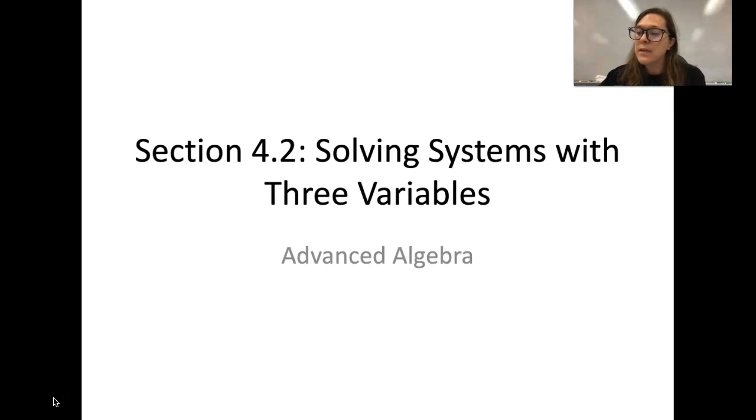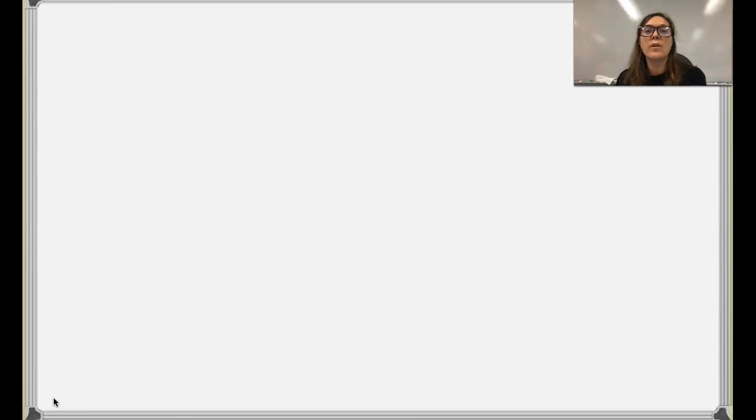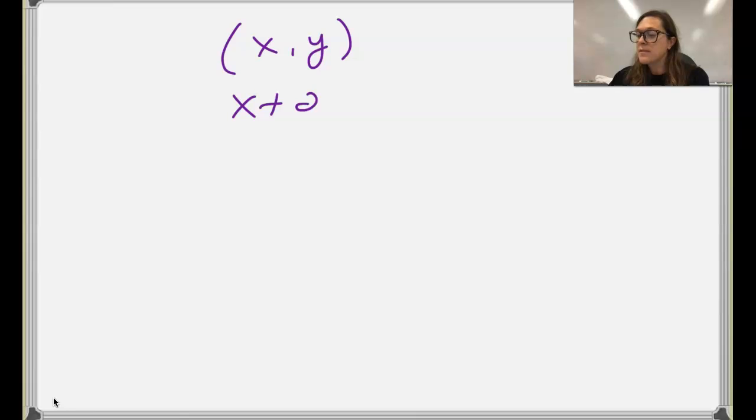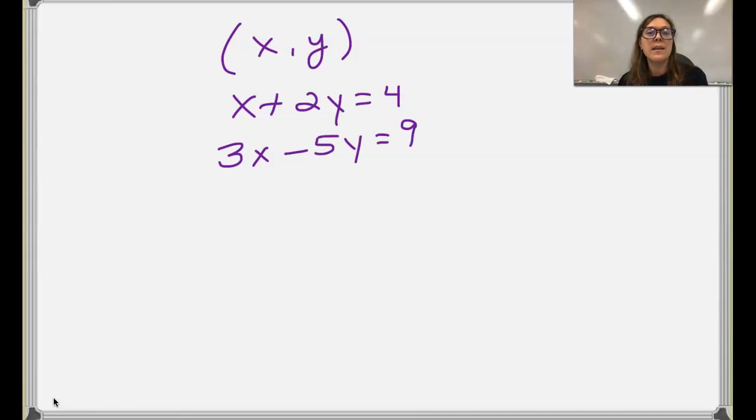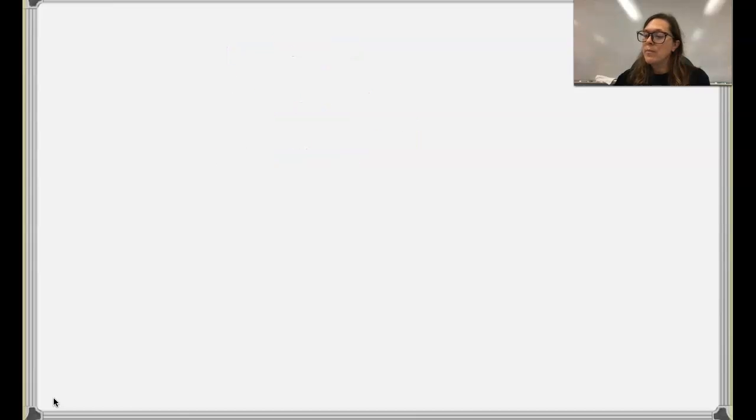Now, if you remember, you had systems with two variables from section 4.1. Whenever you have two unknown variables that you need to solve for, x comma y, you need to have two equations, right? Because you need an x and a y in those two equations. And then hopefully you are good to go with either the substitution method or elimination to solve for those x and y's.